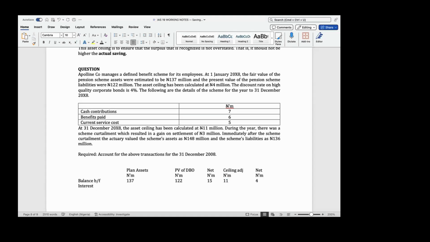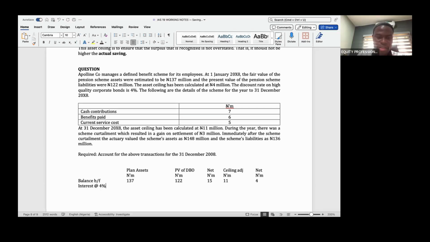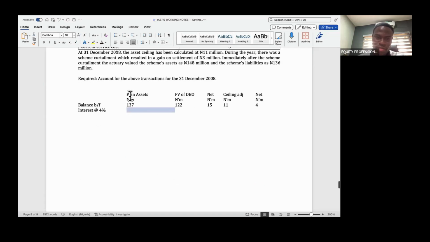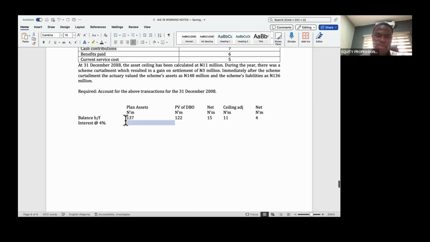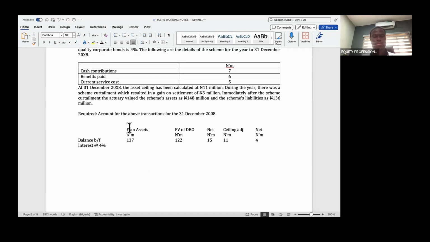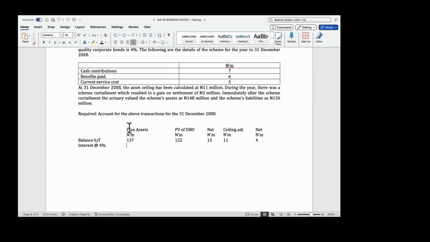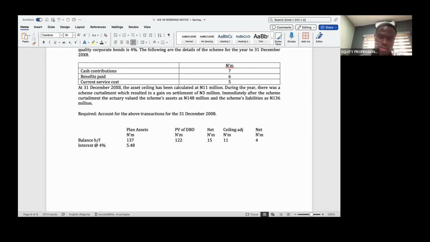Yeah, thanks. Okay, so interest at 4%. Instead of doing it separately, what I need is actually the one on this ceiling adjustment, but I will need everything too, because by the time I'm accumulating all of this. So let me get 4% of 137. How much? 5.48. 4% of 122. How much?